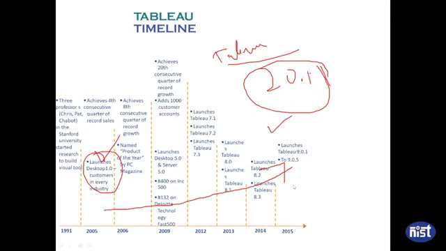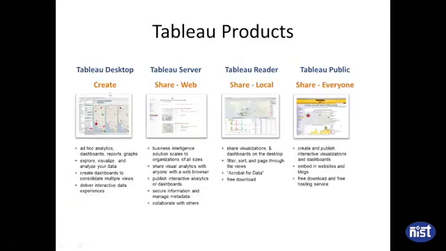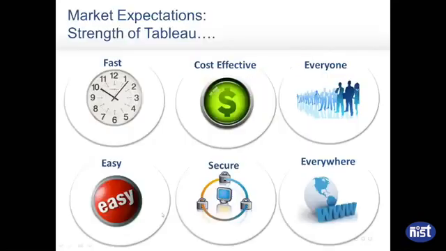This software is based upon one language called Visual Query language. Please remember. Another thing is that we have different modules. One is called Desktop. Another is called Server. Now see, this is a very important point I want to discuss. Desktop, Server, Reader, Public. Then another version is called Tableau Mobile and Tableau Online. So now we have 6 products already available.